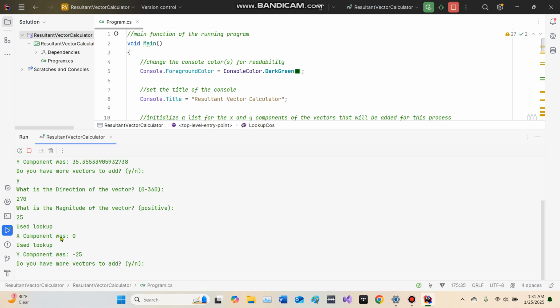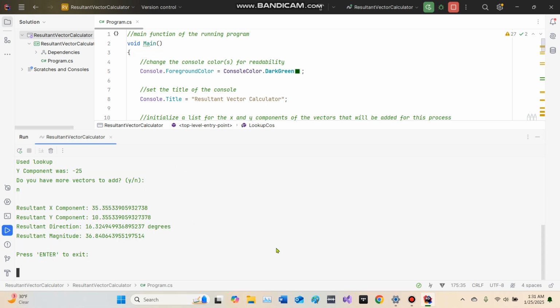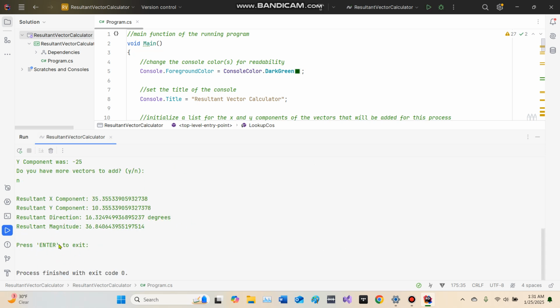Now keep in mind this used a lookup table for 270, which is okay. Then we will have no more vectors to add, so no. And then enter. This is an exit function later for the actual exe that I will show y'all. It gives you the resultant components, the direction of it in degrees. You can decide what precision you'd like to show, and the official resultant magnitude.